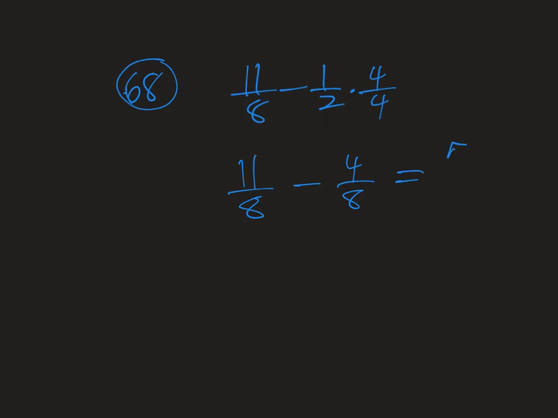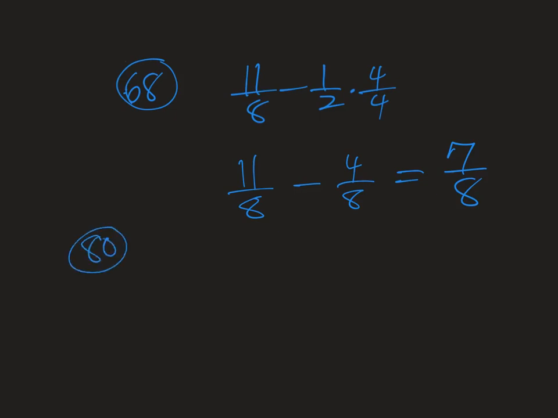So 68, we have 11 over 8 minus 1 over 2. Again, we need a common denominator, so we multiply both top and bottom by 4 over 4. We get 11 over 8 minus 4 over 8. We just have a numerator to deal with, 11 minus 4. So again, what's 11 minus 4, and then you leave your answer as 7 over 8. So that's number 68. Let's do one more, or two more, and then we'll be good to go.